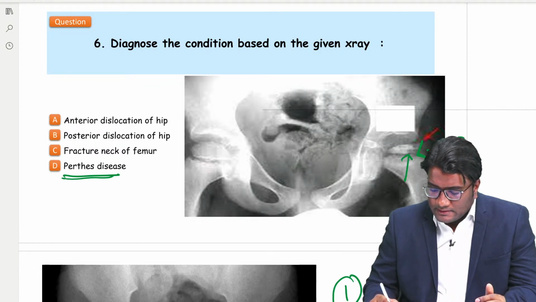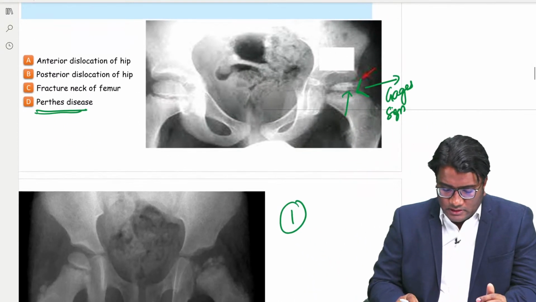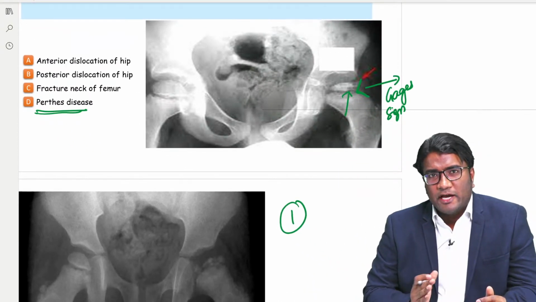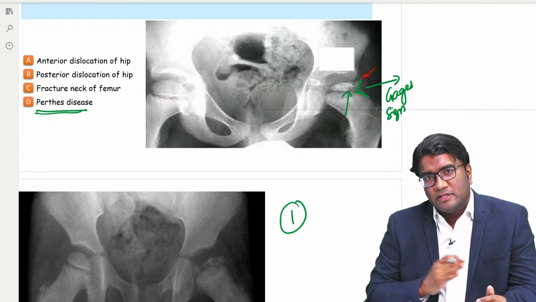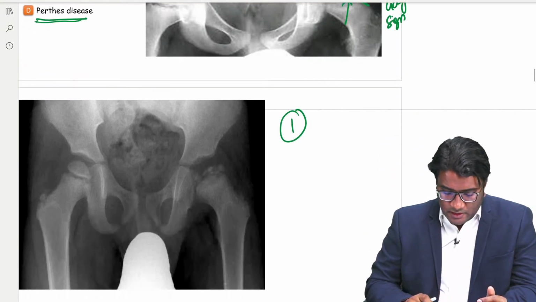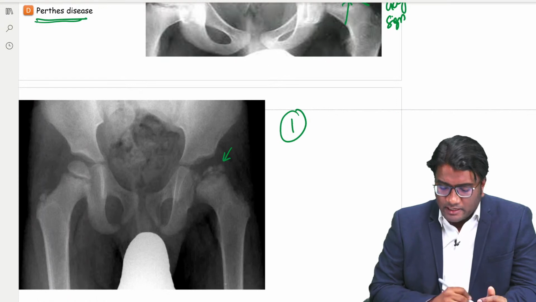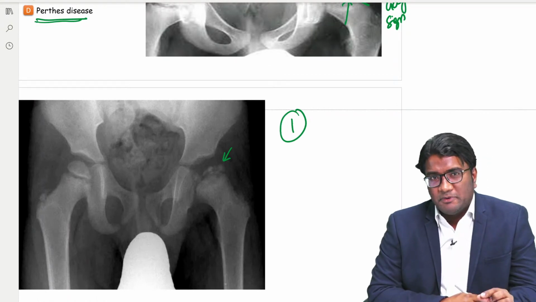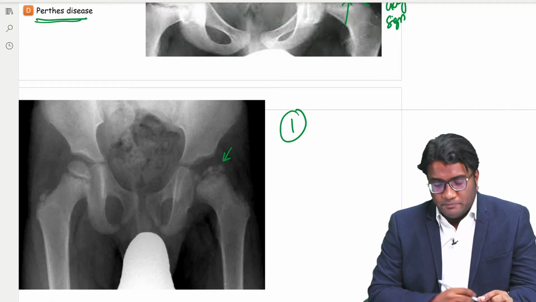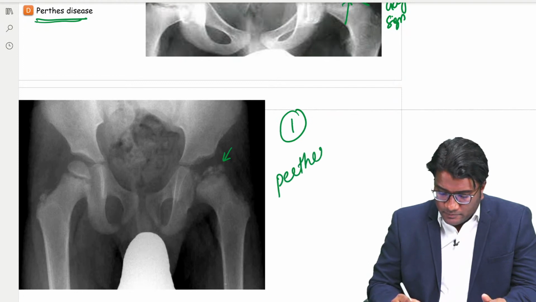What do you call this thing? This is called Gage's sign, right? So Gage's sign. I'll show you the images again. So that is the Gage's sign, where you have this V-shaped lucency on the superolateral aspect of the head of the femur. Here also you can see this irregular fragmented epiphysis, collapsed epiphysis, right? So this is your Perthes disease.